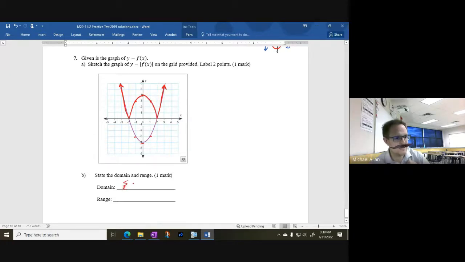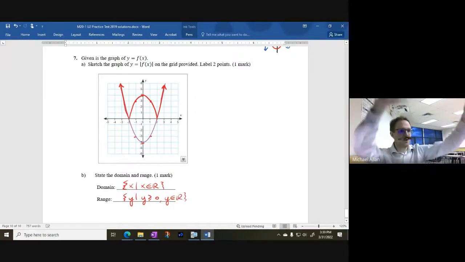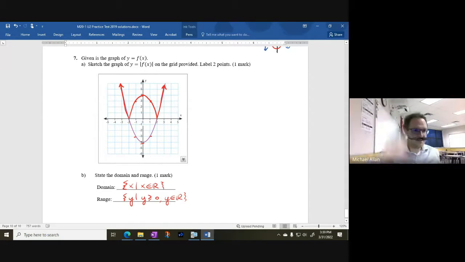Now the domain of that graph was the domain of the quadratic, so x is an element of the reals. But the range now is going to be greater than or equal to 0. Now it looks like it does keep on going up. If it doesn't go up, then maybe we can just stop at 6. But let's assume that it goes up. If it touches the edge of the screen, it continues on forever.